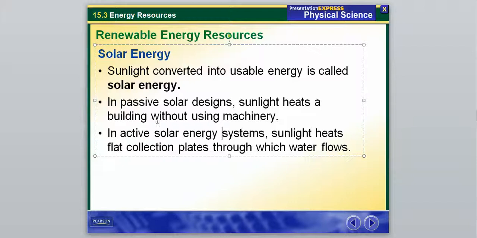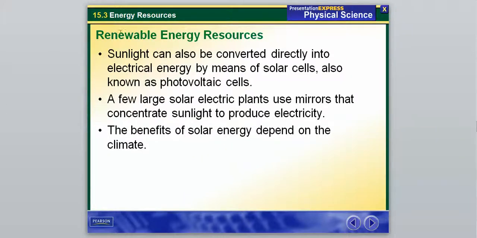And then our other type, an active solar energy system, where sunlight heats flat collection plates through which water flows. So that's actually how a solar panel works. The energy is absorbed, then it heats up water, and then the water is going to trigger some other energy reactions as well. And sunlight can also be converted directly into energy by means of solar cells, which are known as photovoltaic cells. I'm not going to really need you to memorize that, just maybe jot that name down. That might pop up again, that this is kind of a more direct form. Rather than heating up, these cells are going to convert sunlight directly into energy.